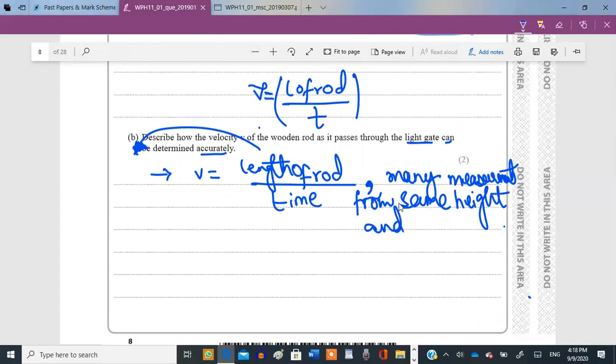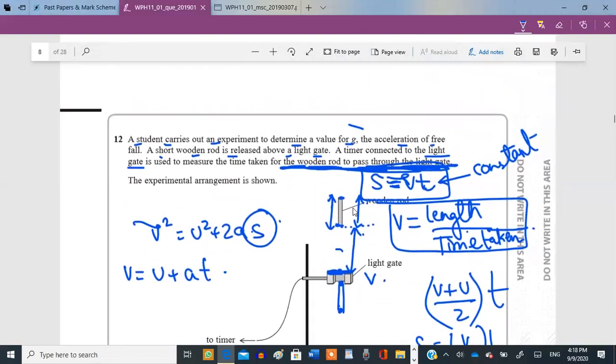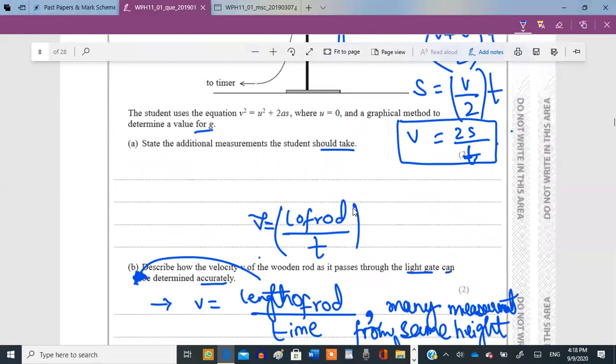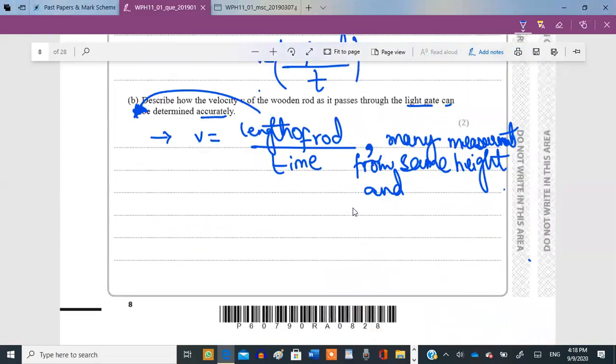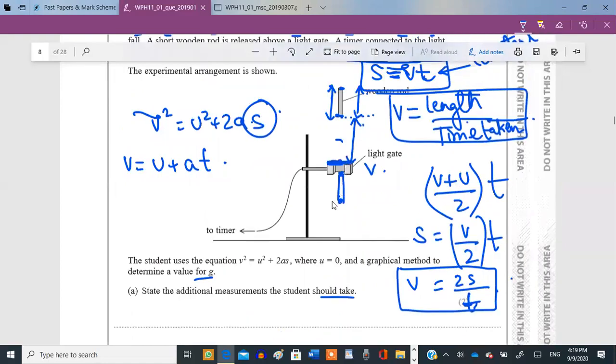They're saying each height because when you take it again to that particular point, you won't be able to place it accurately exactly at this point. It's going to be slightly above or below, so you're just going to take an average point somewhere over here. That's why they said from each height. So you take many measurements from each height, and then you take the average, and you get the accurate velocity. And we are assuming that the velocity at this point, while it is passing through the light gate, is constant.